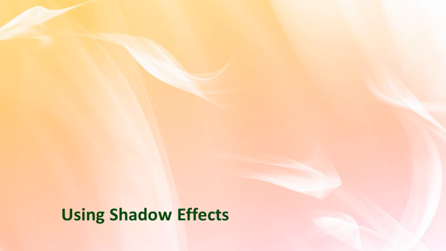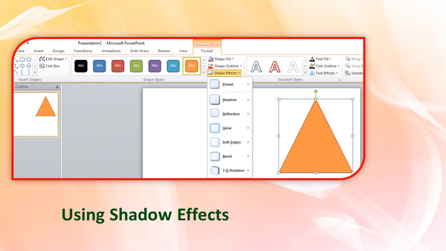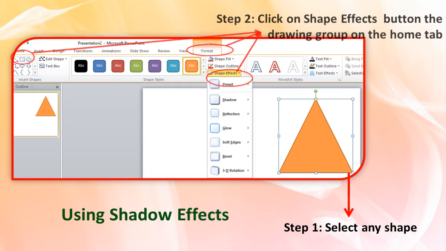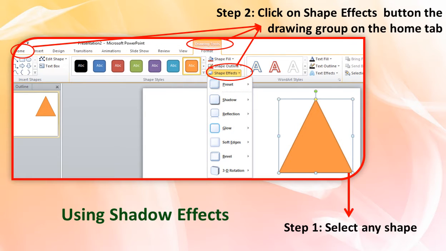Now let's learn to use shadow effects. To do this, step 1 is you'll have to select any shape. Step 2 is you'll have to click on the Shape Effects button in the Drawing group on the Home tab.